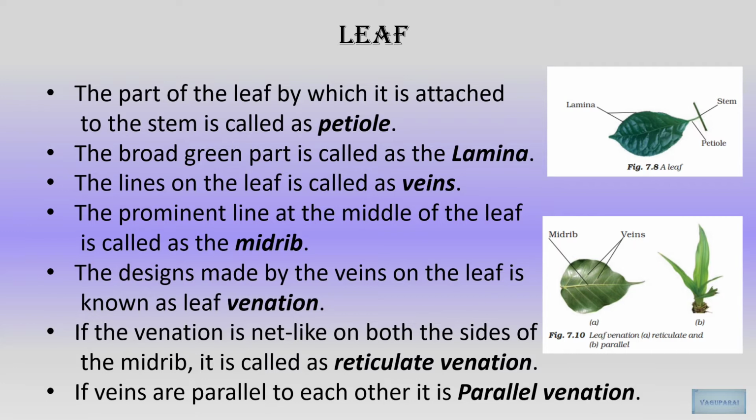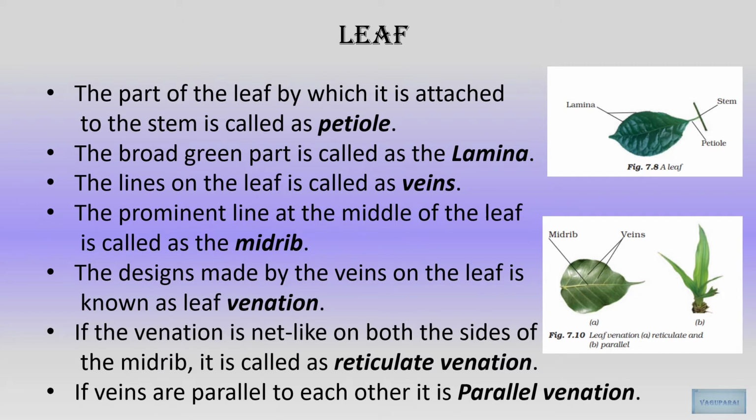The part where the leaf is attached to the stem is called the petiole. The broad green part of a leaf is called the lamina, as shown in the figure. The lines of the leaf which move from the middle to the left or to the right are called veins. There is a midrib, a center line running through the leaf. It is called the midrib.